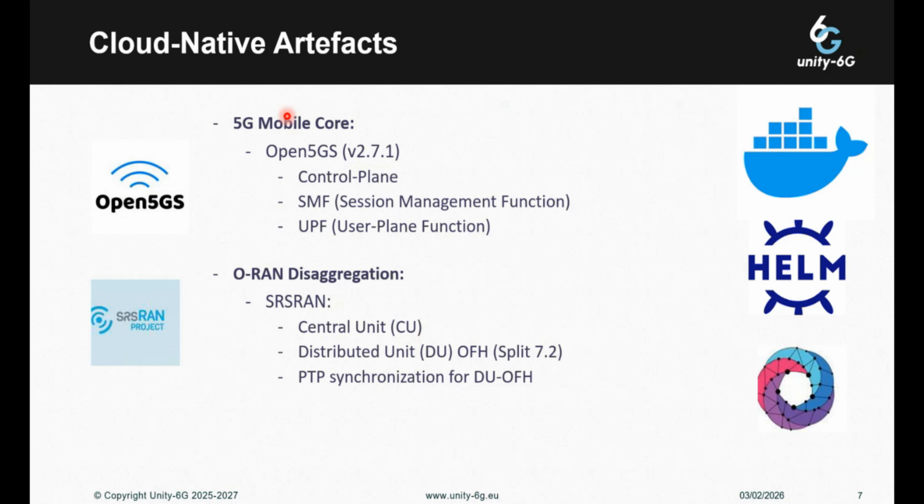So, okay, during this demonstration, we have the following cloud native artifacts. As I mentioned, for the mobile core, we have Open5GS, and it has a separated control plane, and then SMF and UPF. Depending on the configuration of the control plane, we can define the number of slices, and then the components devoted to the slice, the SMF and UPF, can be started on demand.